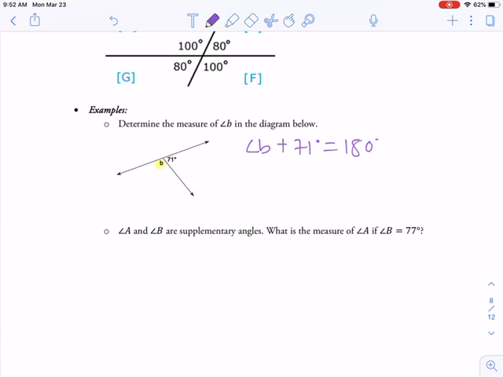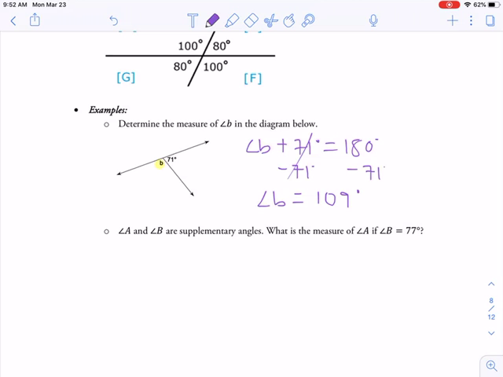Now, again, how do I know that? I'm going to take a look here and I'm going to see that straight flat line, right? And I can see that both of the angles here are on that line together, and so that means that together they have to equal 180 degrees. So then, because of that, I can just do my algebra. Subtract 71 from both sides, and we're going to get left with angle B, okay, and that is 109 degrees. Okay, so that's how easy that one is.